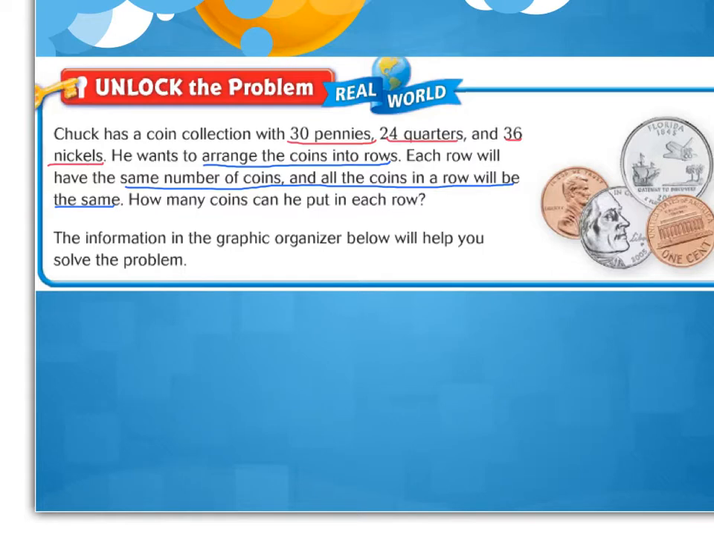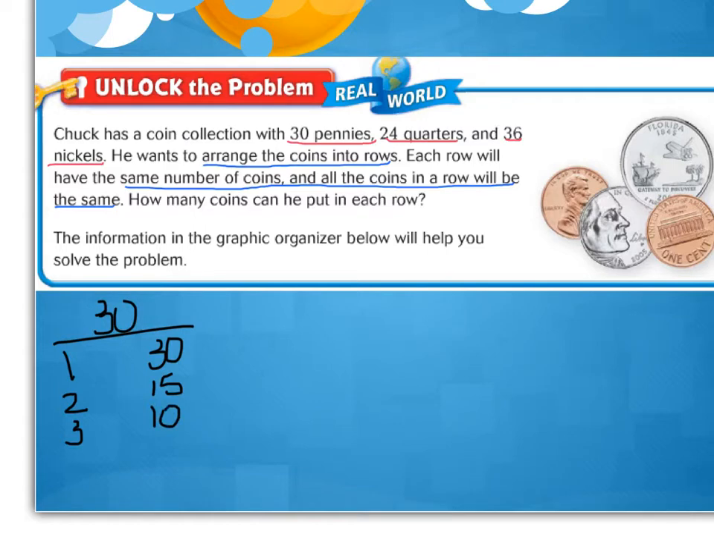Let's start by listing the factors of 30. I know that 1 times 30 is 30. 30 ends in 0, so it's even. 2 is also a factor, and half of 30 is 15. So 2 times 15 is 30. 30 also has 3 as a factor, because 3 times 10 is 30.